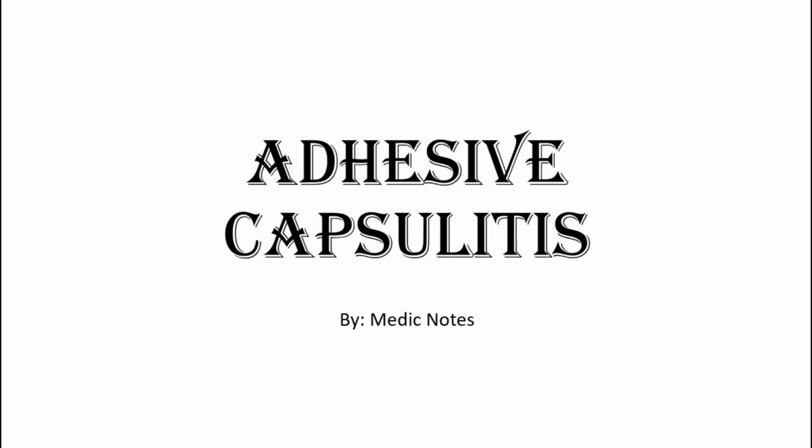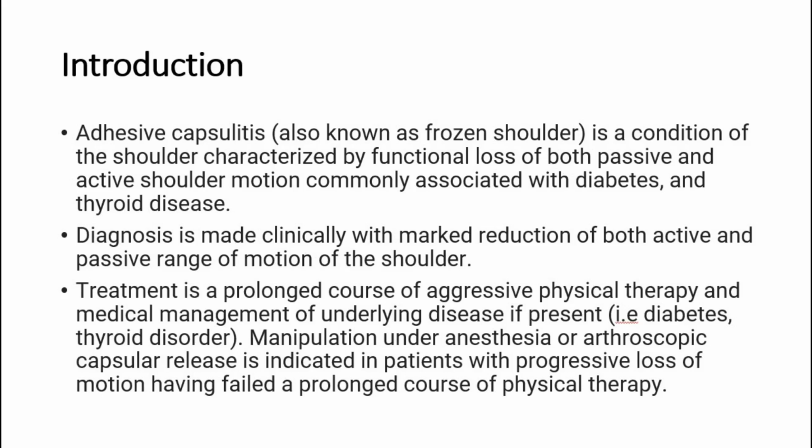This video is on adhesive capsulitis. Adhesive capsulitis, also known as frozen shoulder, is a condition of the shoulder characterized by functional loss of both passive and active shoulder motion. Commonly associated with diabetes and thyroid disease. Diagnosis is made clinically with marked reduction of both active and passive range of motion of the shoulder. Treatment is a prolonged course of aggressive physical therapy and medical management of underlying disease if present.